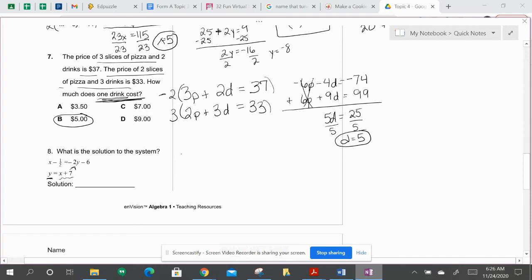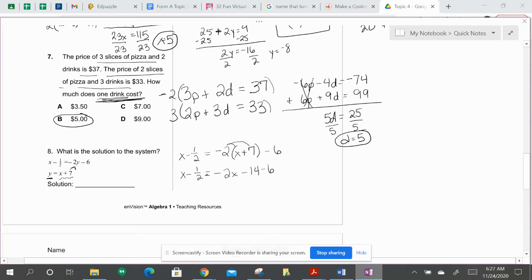So I'm going to rewrite that first equation. x minus 1/2 is equal to negative 2, and instead of the y, I'm going to replace it with x plus 7, minus 6. Now I'm going to have to do some cleaning up here, and so I'm going to first distribute to get rid of my parentheses. So x minus 1/2 is equal to negative 2x minus 14 minus 6.